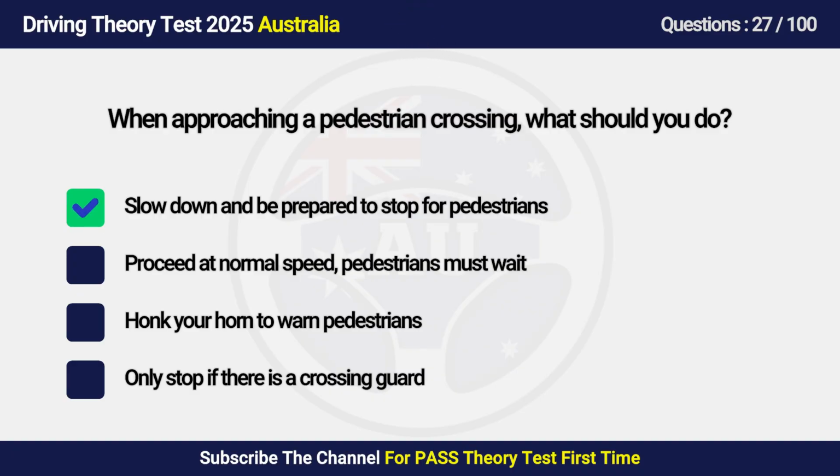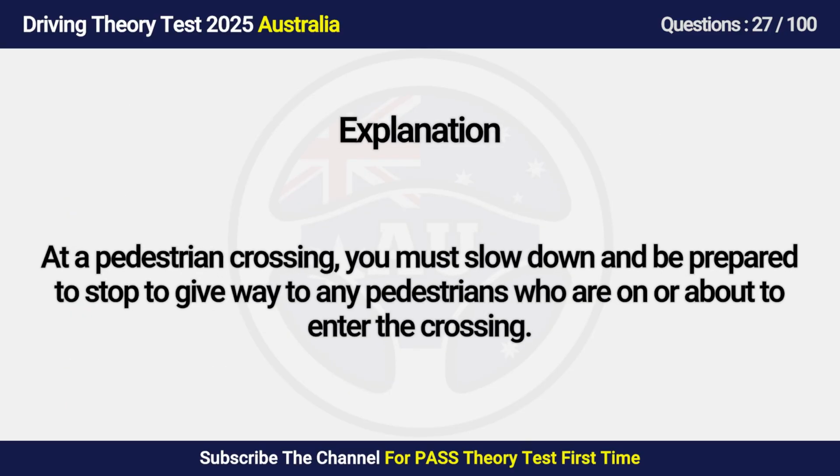Answer is A. Slow down and be prepared to stop for pedestrians. At a pedestrian crossing, you must slow down and be prepared to stop to give way to any pedestrians who are on or about to enter the crossing.